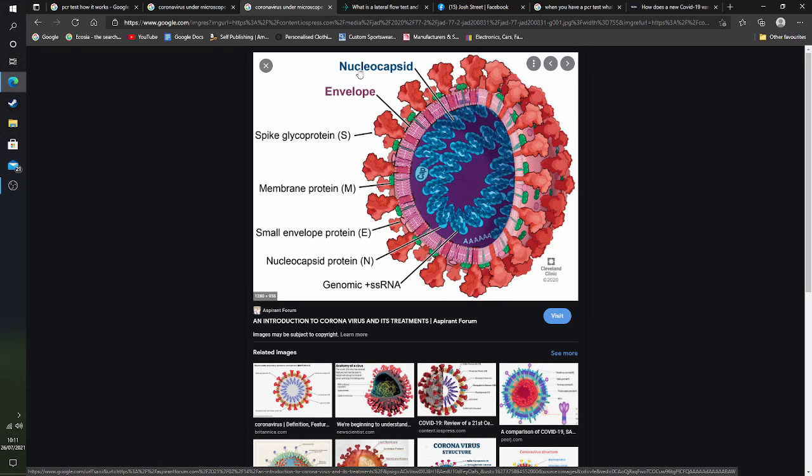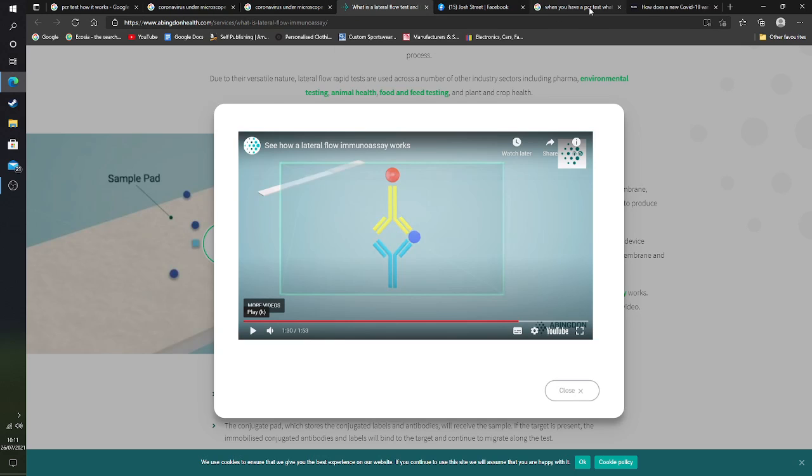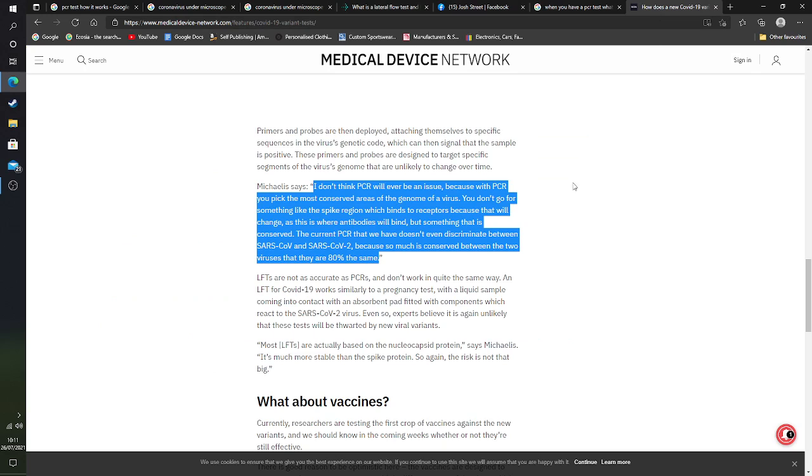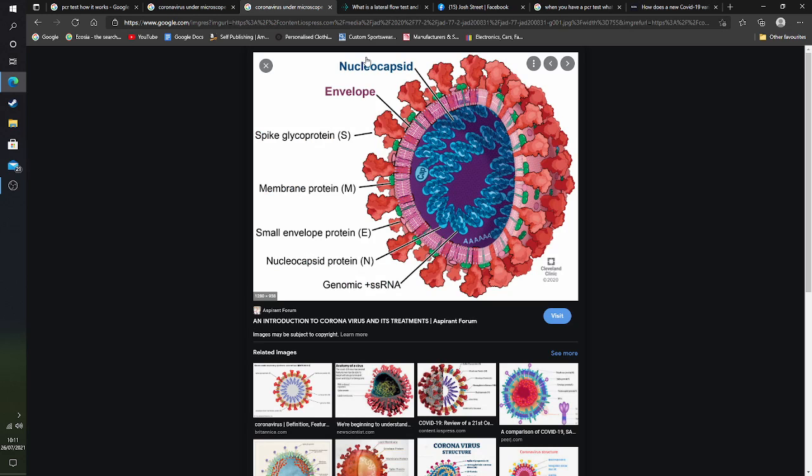Obviously it's again nucleocapsid, and then nucleocapsid protein. So this is what the PCR test is looking for. The lateral flow test is looking for the spike protein, and the PCR test looks for areas within the genome of the virus, which is, like I say, in the nucleocapsid and the proteins within the RNA within.